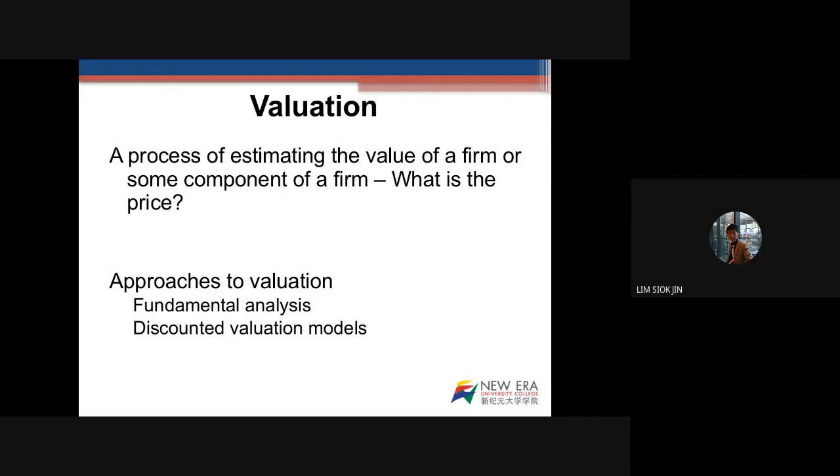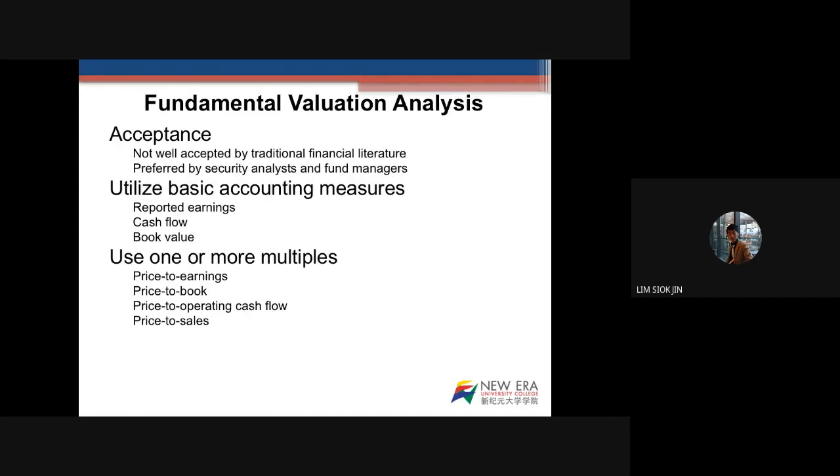So the approach is there are two. One is fundamental analysis, and the other one is the discounted valuation model. So these are the two ways. The fundamental valuation is based on accounting measures such as cash flow and book value. Usually they use the price to earnings and price to book ratios to calculate the value. This is not well accepted by most financial literature or financial experts, but it is usually used by security analysts and fund managers. Okay, why?